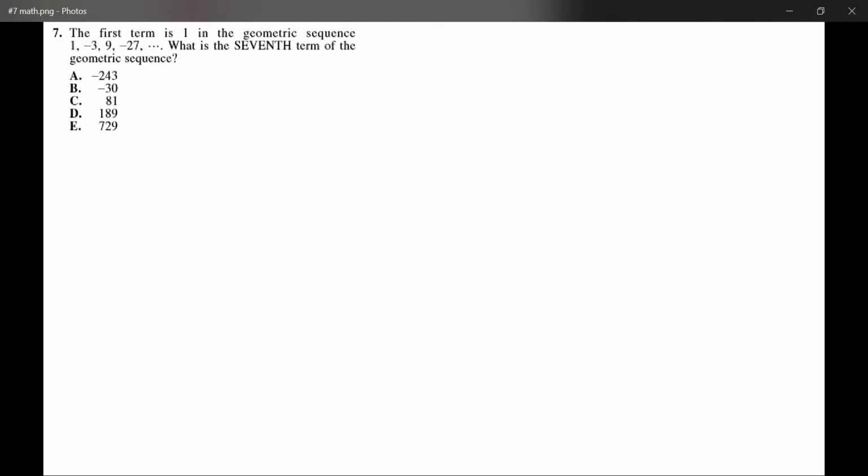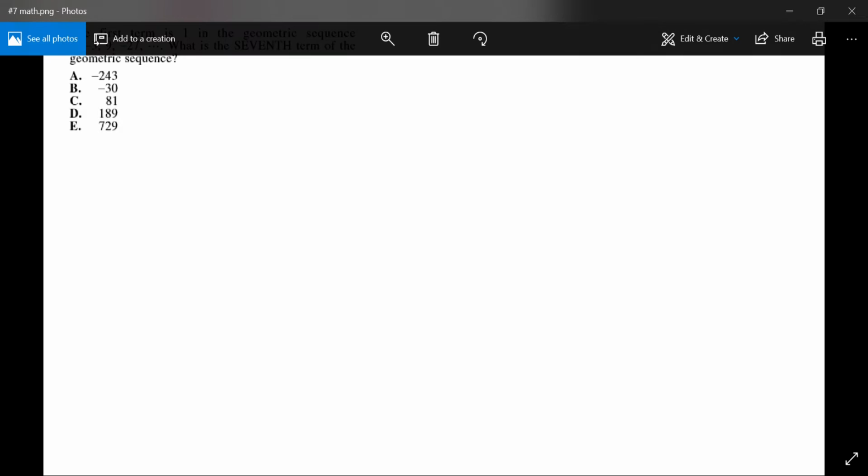The problem that we're going to be looking at today says the first term is 1 in the geometric sequence. And then it goes ahead and lists the first four. It says 1, -3, 9, -27, ... Then the question asks, what is the 7th term in the geometric sequence?